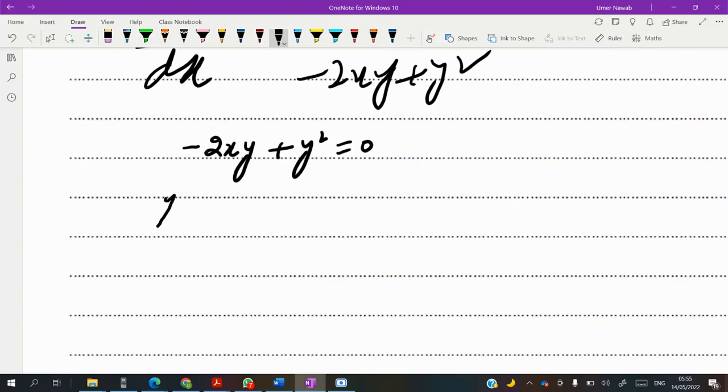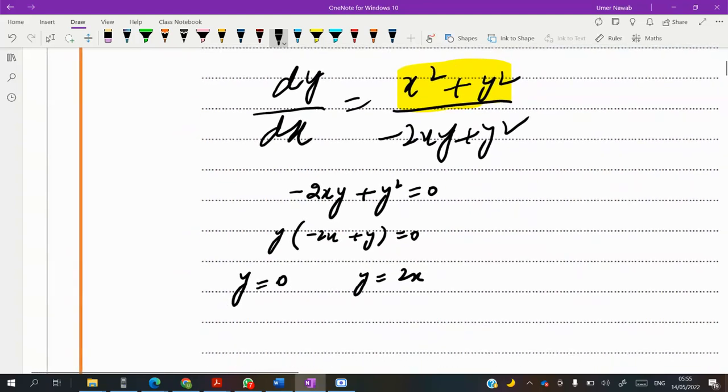Let us try to take y common. So minus 2x plus y is equal to 0. It gives me two values, y is equal to 0 and y is equal to 2x. Can we plug these equations into the original equation?